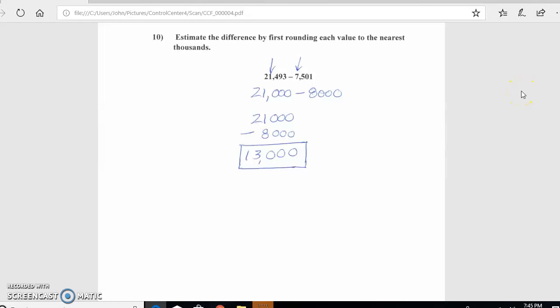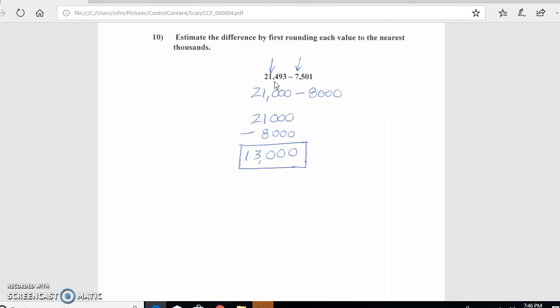This is the practice test for whole numbers, and here we are working on problem number 10. The problem states, estimate the difference by first rounding each value to the nearest thousands. So first we want to round both of these numbers to the nearest thousands, and we first find the digit that is in the thousands place, which is in this number here. It is the 1. The 1 is in the thousands place, and that's where we're going to round.